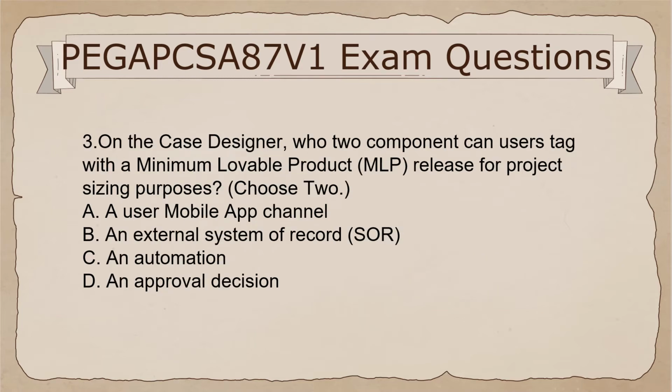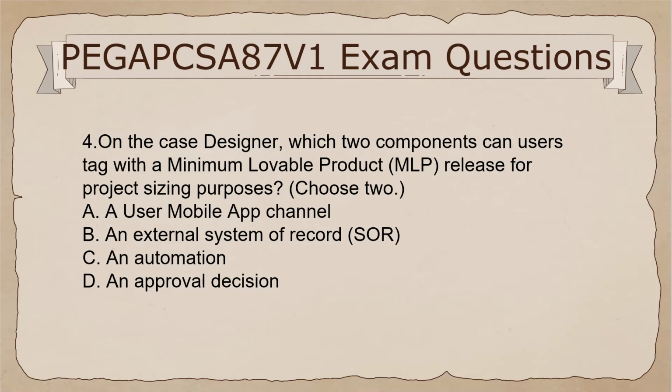3. On the Case Designer, which two components can users tag with a minimum lovable product (MLP) release for project sizing purposes? Choose 2. A. User mobile app channel. B. An external system of record (SOR). C. An automation. D. An approval decision.